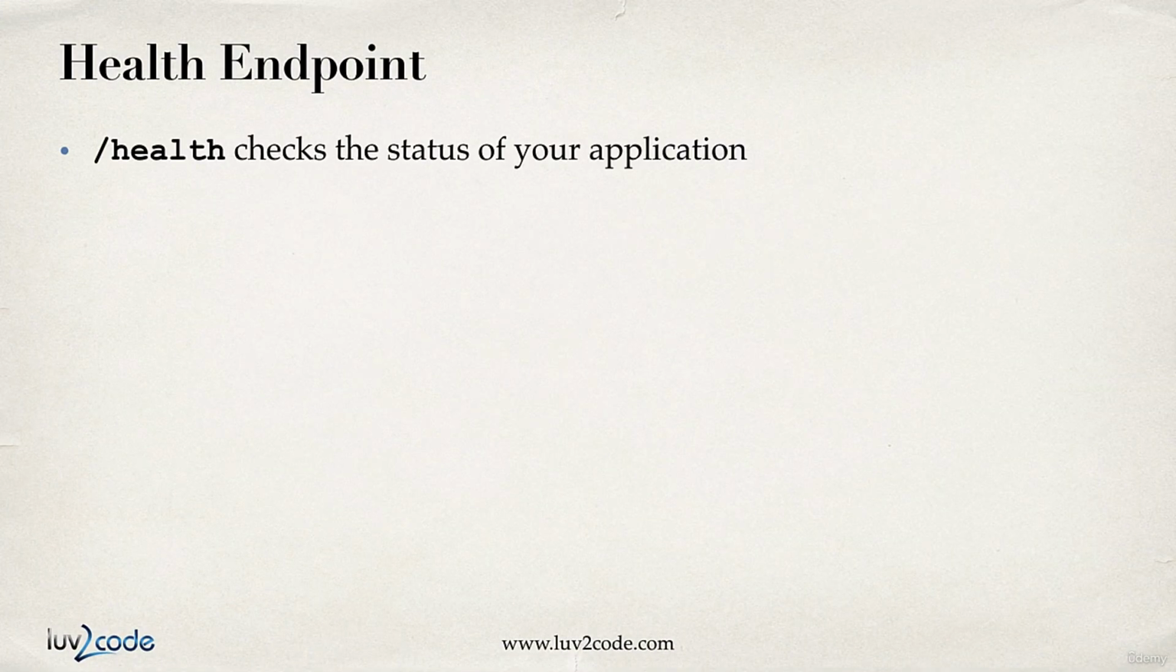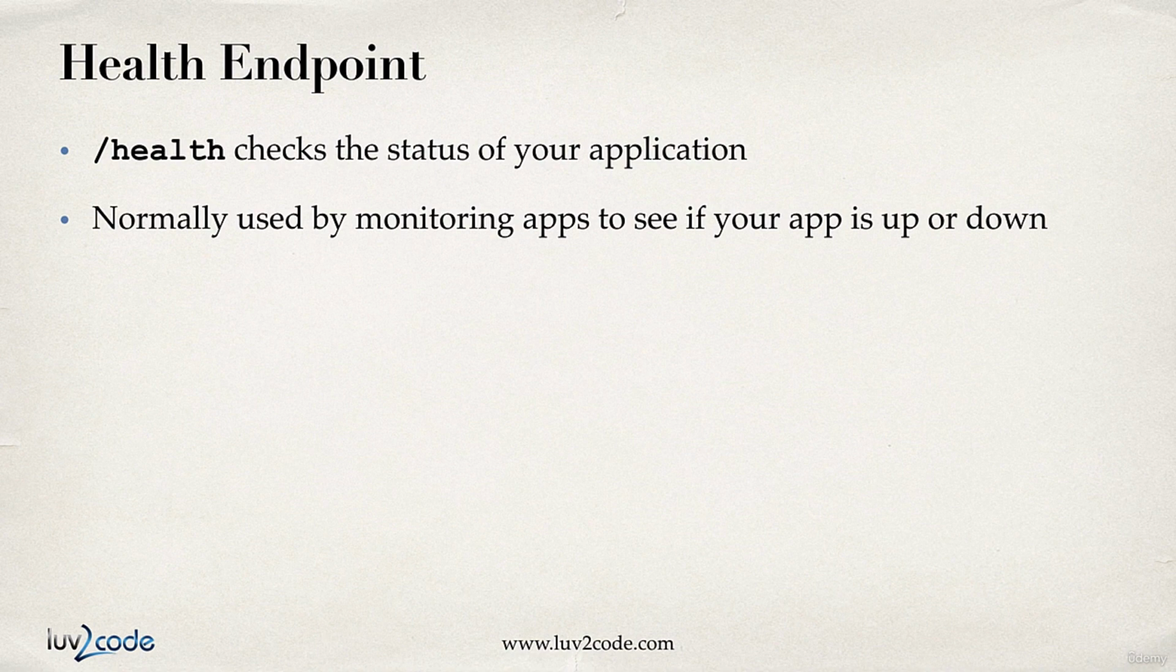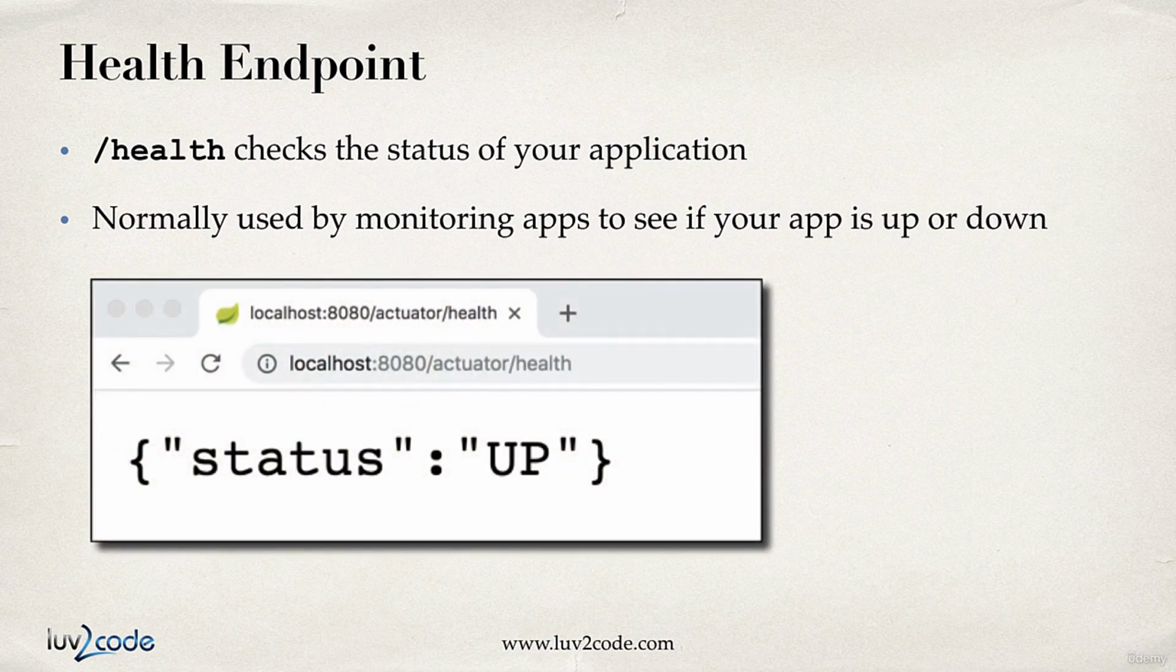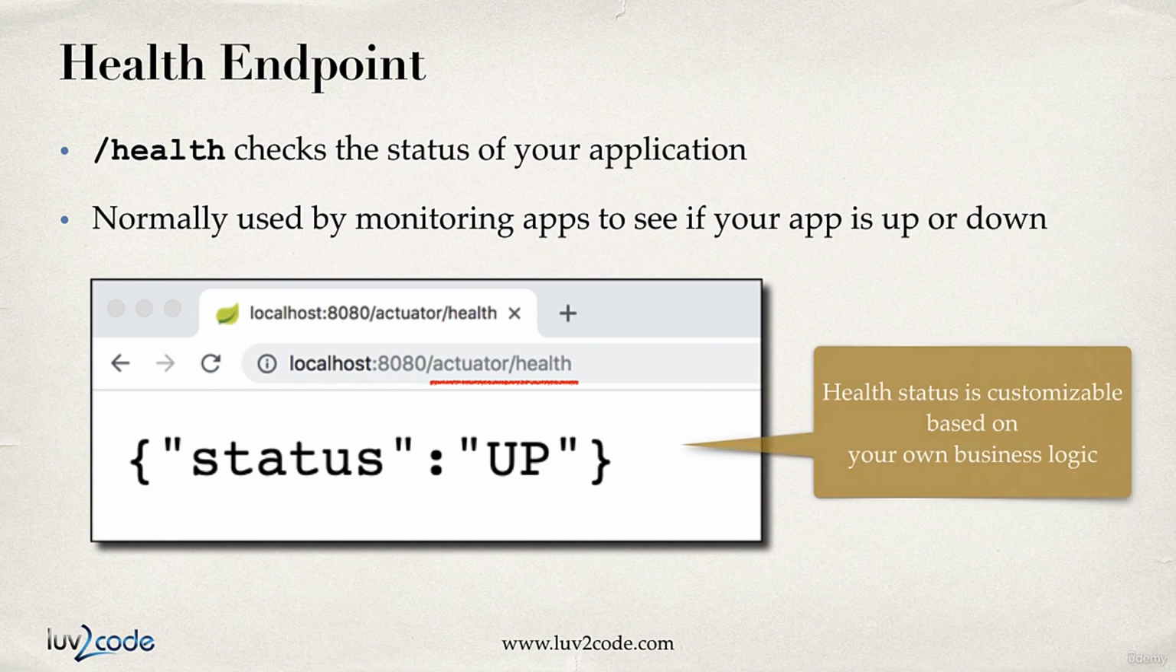So now let's go ahead and start by taking a look at the health endpoint. So the health endpoint, or /health, checks the status of your application. This is normally used by monitoring apps to see if your application is up or down. So here's a little screenshot of our given application, /actuator/health. Right now the status is up. Now this health status is customizable, so you can actually customize this based on your own custom business logic.